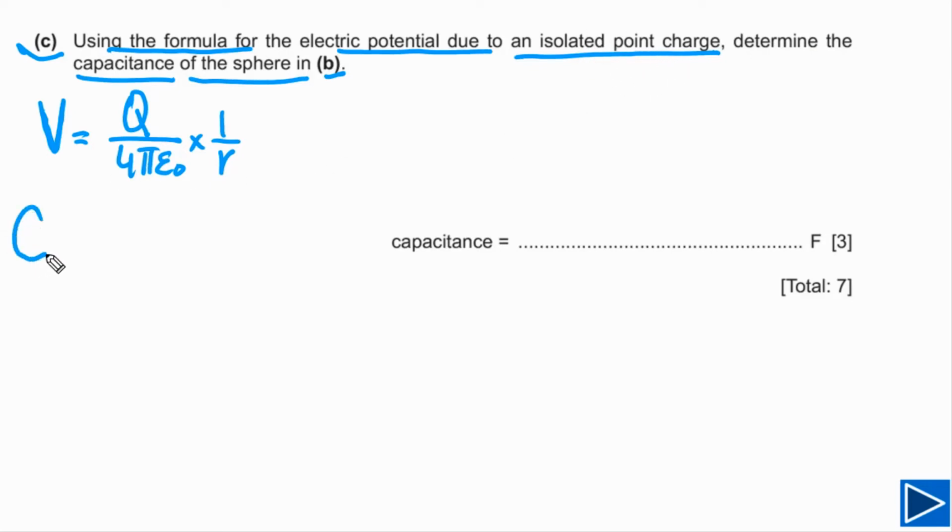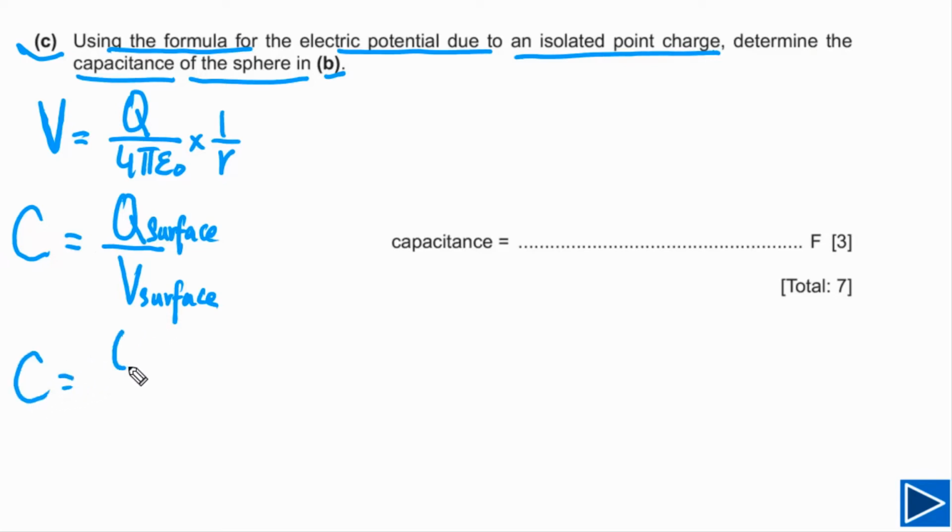For this question, we need to calculate capacitance. Capacitance is equal to Q over V. We need to calculate the capacitance of an isolated charged sphere. So we have to take the value of Q at the surface of the sphere, and we have to take the value of V at the surface of the sphere as well. So C is equal to Q surface over V surface. Now simply we need to plug in the value of V and simplify this.